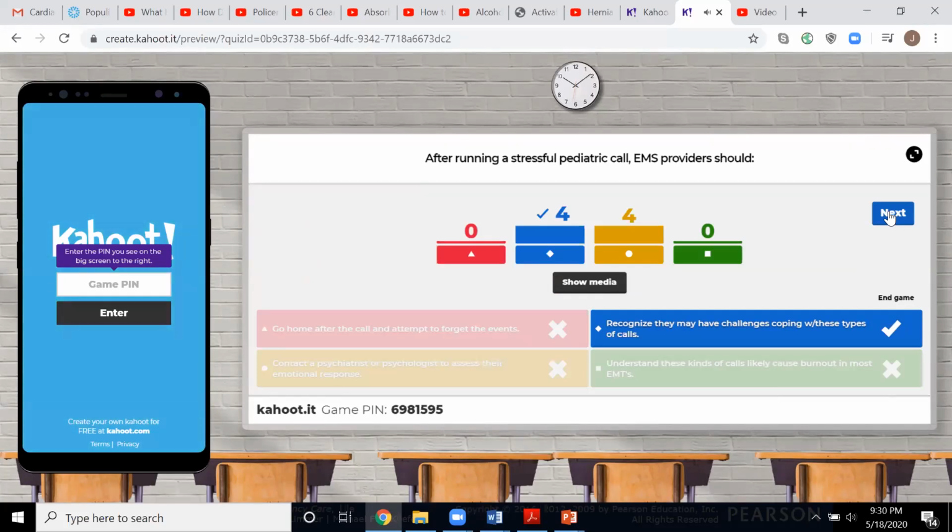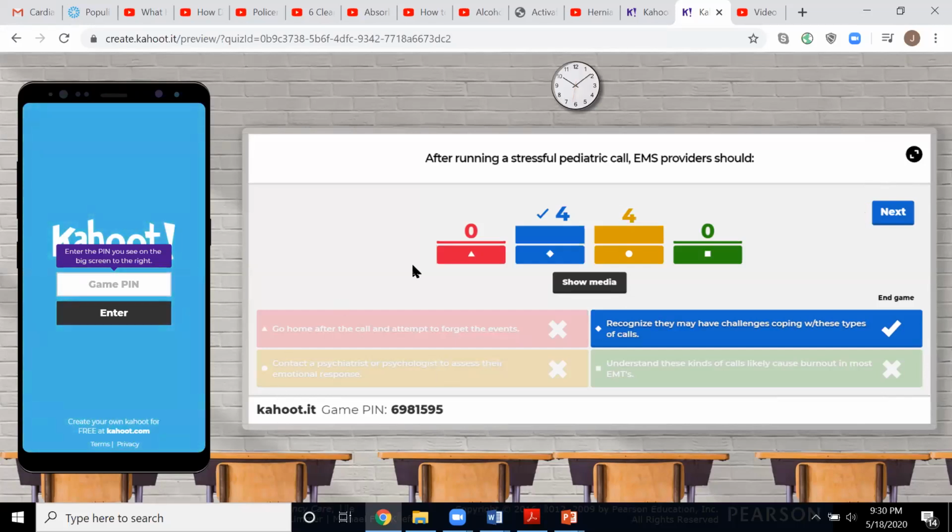Between two. The correct answer was recognize they may have challenges coping with these types of calls. The other half of you chose contact a, what does that say? Psychiatrist or psychologist to assess their emotional response. We'll never do that, especially not in the field. Contact a psychiatrist. Oh, I'm sorry. I was thinking about patient care.